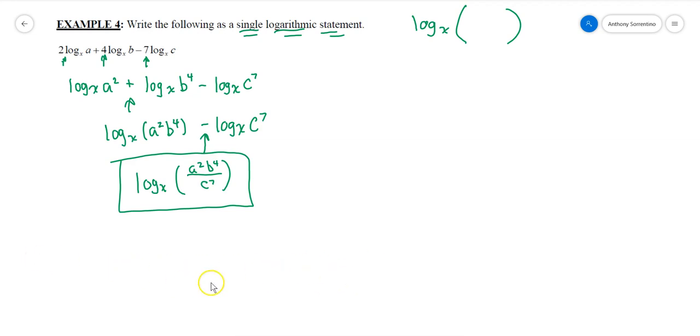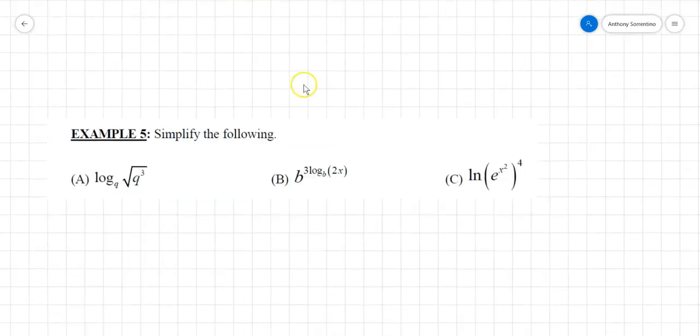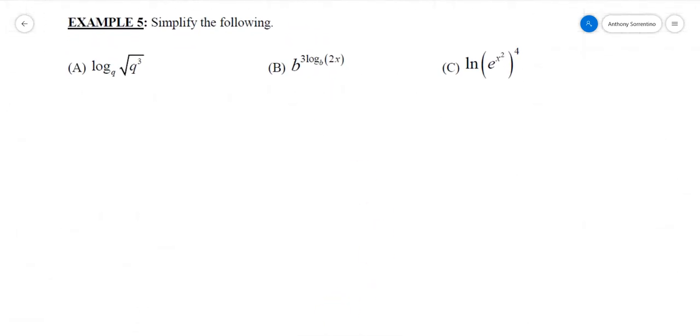Which brings us back to example 5, which is kind of similar to example 1, except now, as I mentioned before. For A, for instance, I have the log base q of the square root of q cubed. If I had the log base q and the q right next to each other, things would cancel and I'd be done. But unfortunately, this radical symbol is running between them. So I can't just cause that thing to cancel. There's a couple things I can do with this.